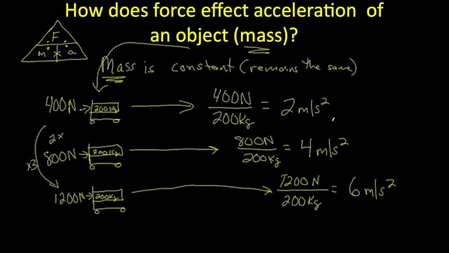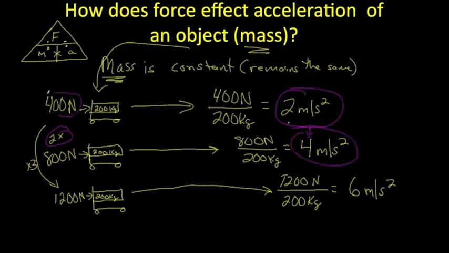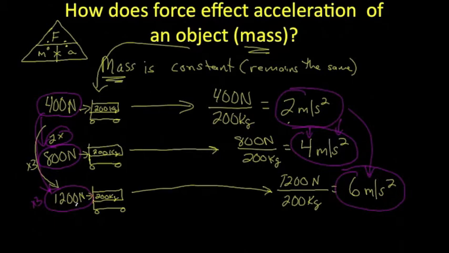If you look at this, the rate of acceleration is directly proportional to the force applied. As you double the force, you double the acceleration. The force is doubled, the acceleration is doubled. If the force is tripled, the acceleration is tripled. 6 is 3 times bigger than 2. 1,200 newtons is 3 times bigger than 400 newtons.